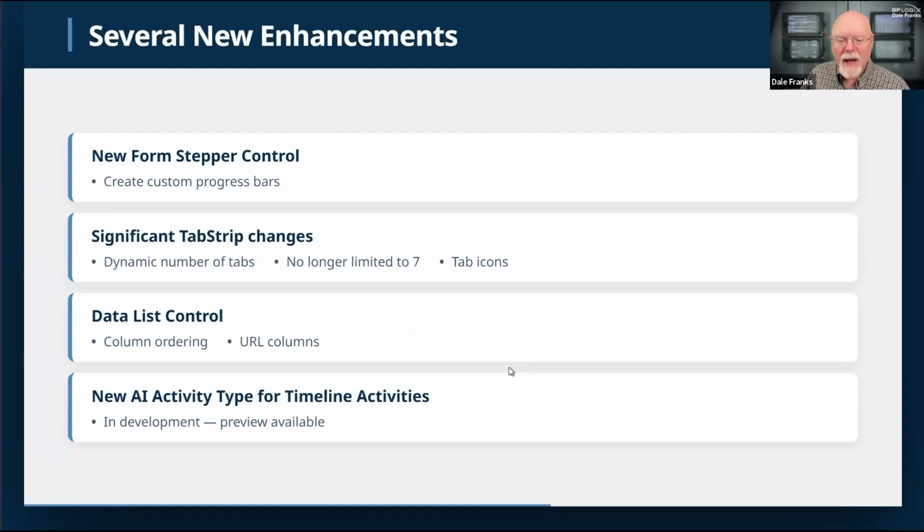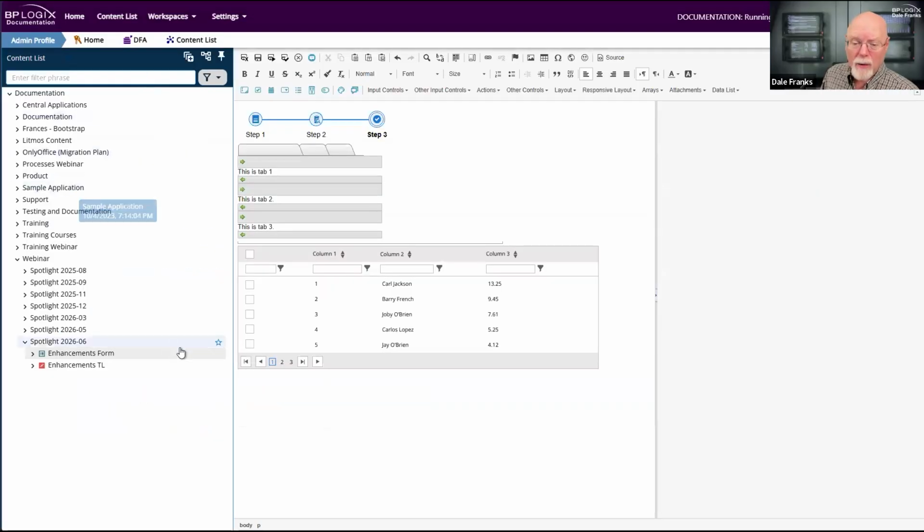Finally, there is a new activity type for process timelines. It is the AI activity type. Now, this is still currently in development. In fact, I just saw 2 new tickets for it that were closed yesterday afternoon, just before I left work. So, still working on this, but we do have it in the UI, and we can look at it.